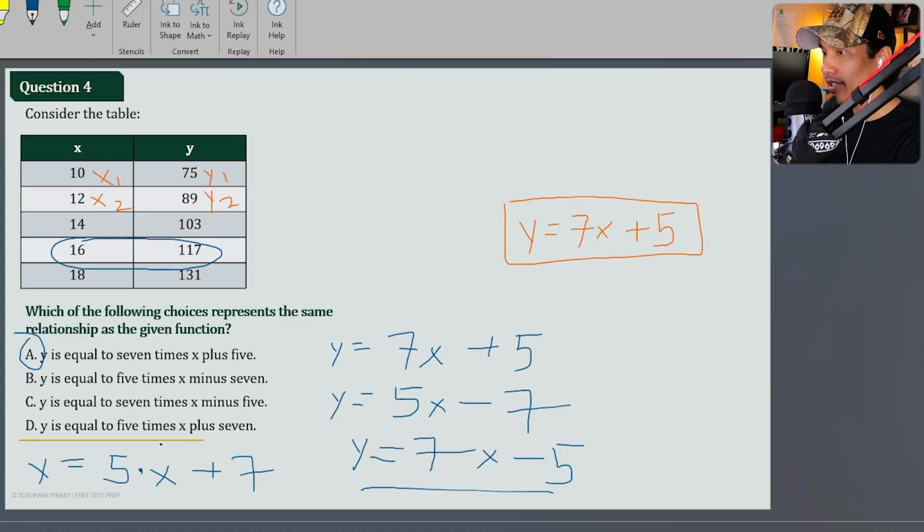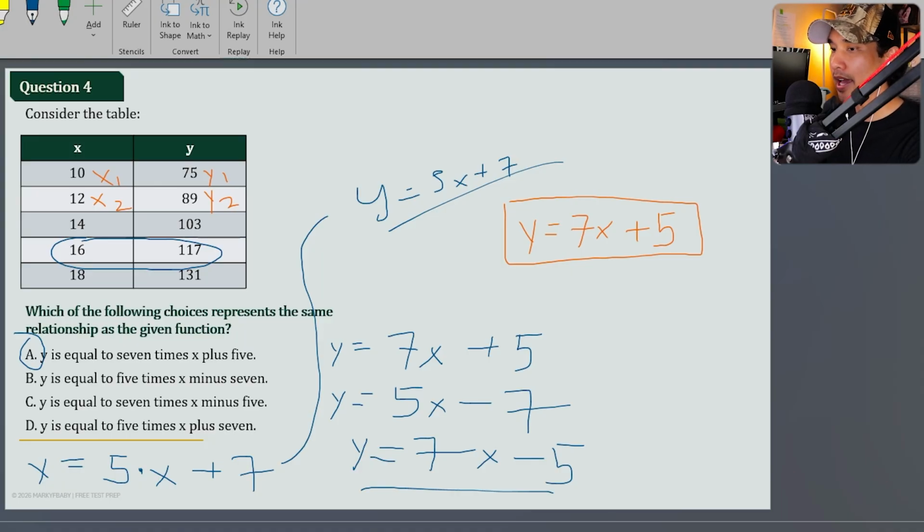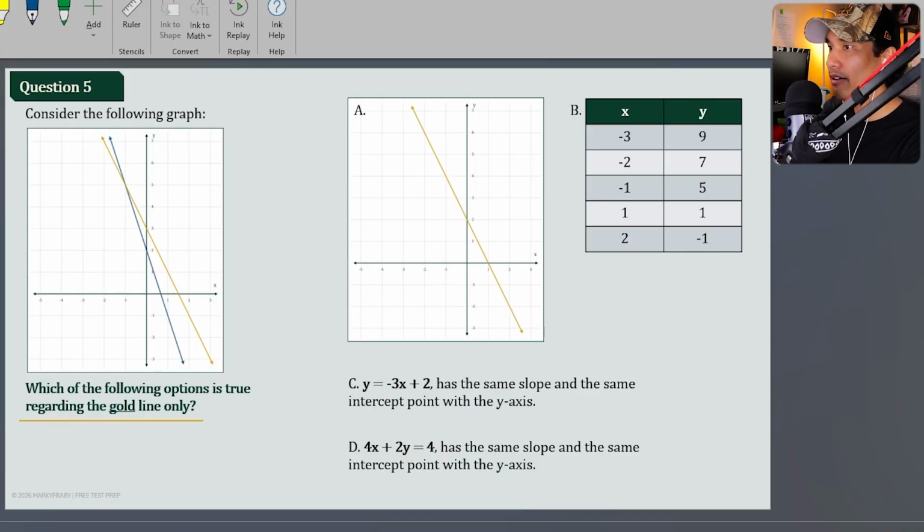So I just want you guys to get used to reading these types of answer choices, and they're going to come up as questions as well. These will trip you up. Maybe they won't, but they did trip me up. So that's how you would read them. This would be y equals 5x plus 7. But the answer is A. Okay, moving on. Any questions? No? That's okay. Question number 5.